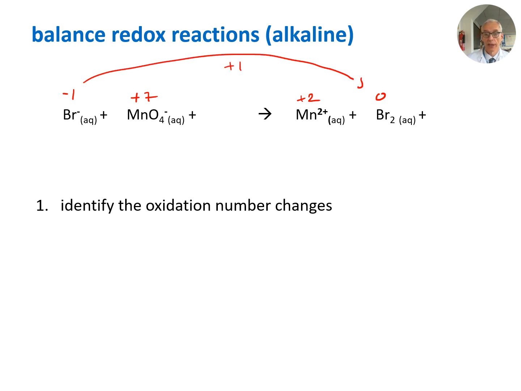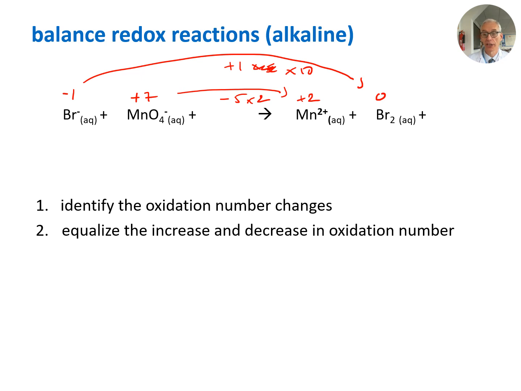So that's +1, and this is -5. Now, because we've got Br2, it's going to be awkward if I multiply this by 5. So what I'm going to do instead is multiply that by 10 and multiply this by 2. So that will give me, to equalize the oxidation number changes, 10 bromide ions and 2 manganate 7. That avoids me having 5/2 bromines here. So 10 bromides will give me 5 molecular bromines, and 2 manganate 7s will give me 2 manganese 2.